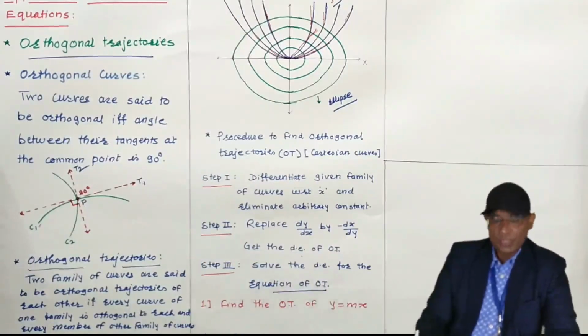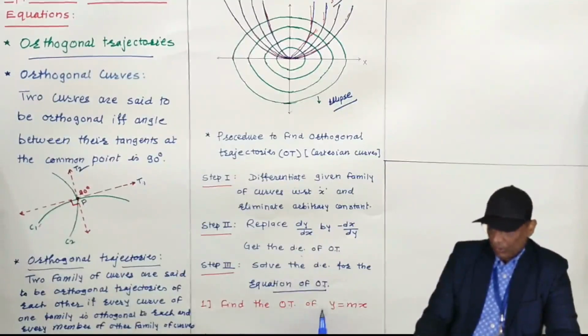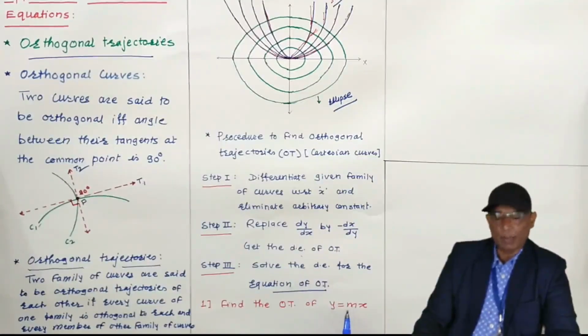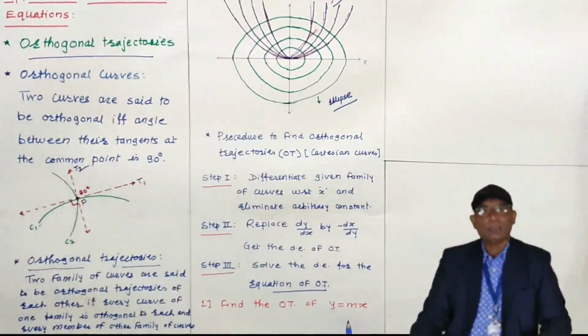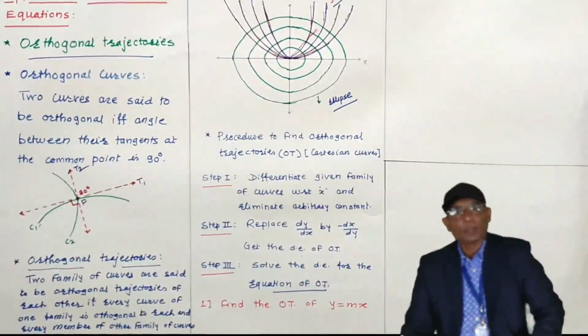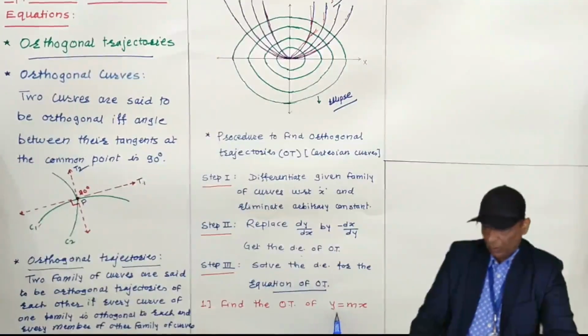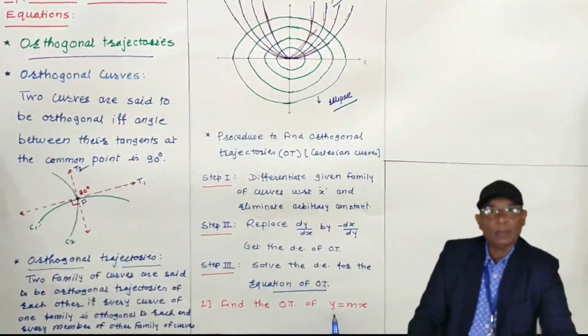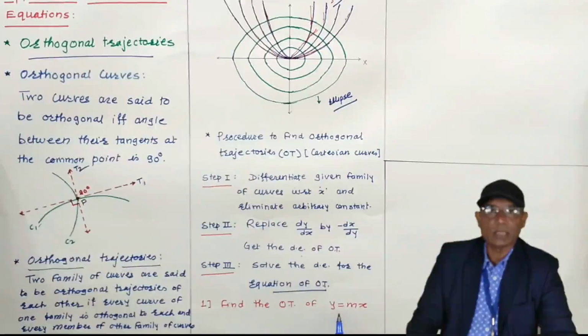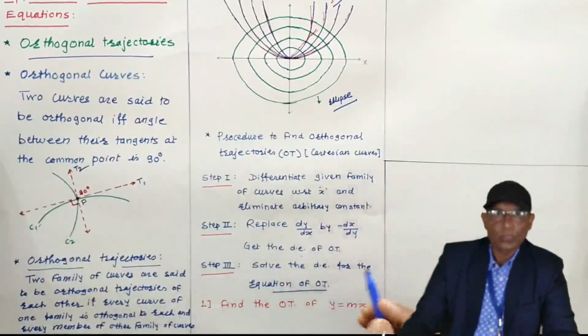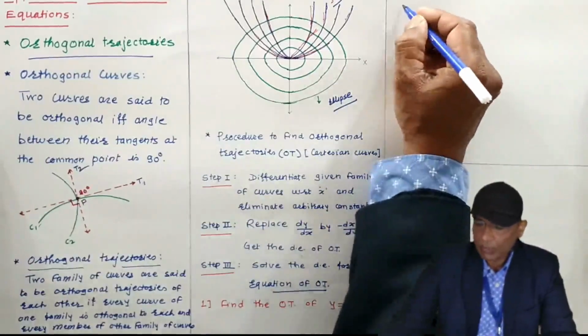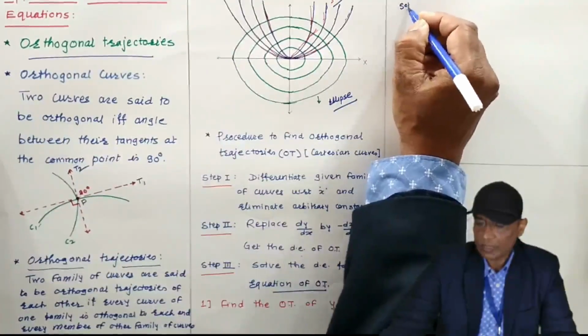Now, the problems are very simple. Find the orthogonal trajectory of the family of lines y equal to mx. Yes, y equal to mx is a family of lines passing through the origin, and I want the orthogonal trajectory for this family of lines, all of which pass through the origin. No need to draw a figure here. I am just going to find the orthogonal trajectory of this.